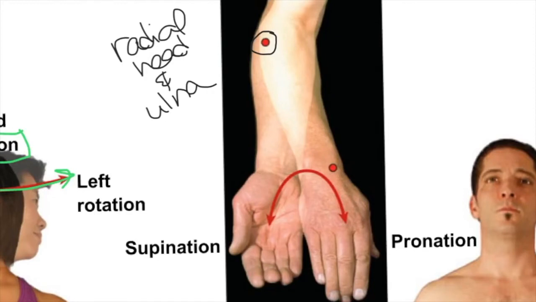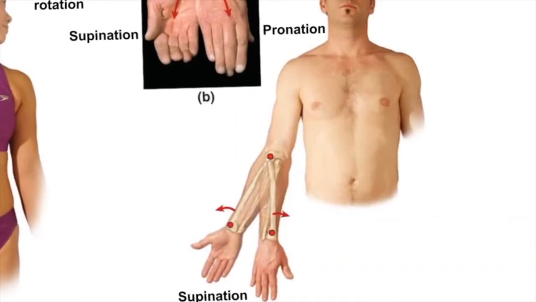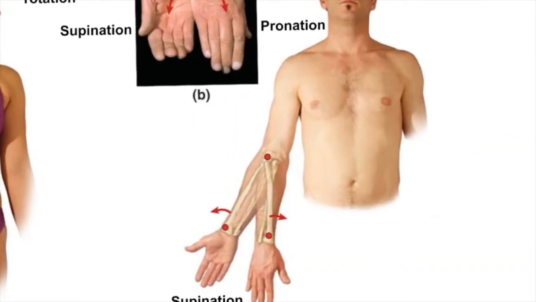Supination. So think of your hands as being in the supine position, where they're palm up, or in the prone position, where they're palm down. Okay, this is just another diagram here showing supine, palm up, pronation, palm down, or palm posterior.